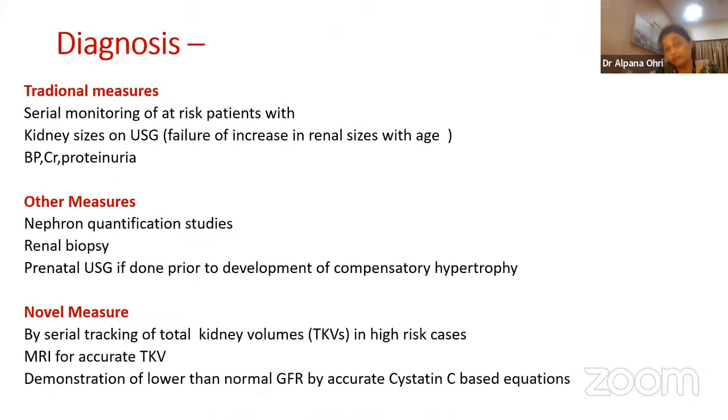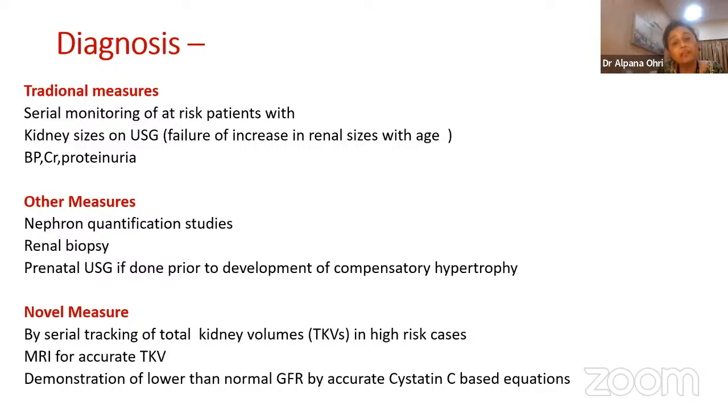Now, what can be done? One is that traditional measures are used. We assume that all preterms, all IUGRs, and certain ethnic groups are at risk for CKD and hypertension. We serially monitor these at-risk patients with kidney sizes on sonography, BP, creatinine, proteinuria. But all this CKD and hypertension will happen in many years.